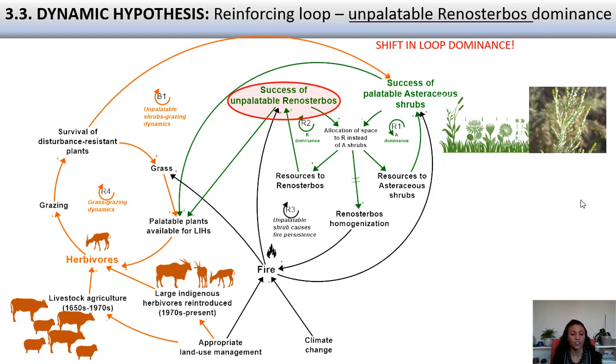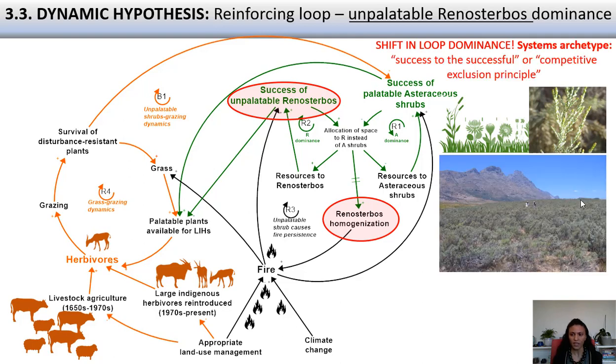And then later on, large indigenous herbivores were reintroduced at the site. We start to see even more Renosterwald homogenization. And then with inappropriate land use management, which increased fires, as well as potentially climate change, hotter and drier climates, we see that the success of Renosterwald just increases over time. And in the end, we see a landscape that has these huge patches of unpalatable Renosterwald. And this can be described by the system archetype success to the successful, or if you think of it in ecological terms, it's known as the competitive exclusion principle.